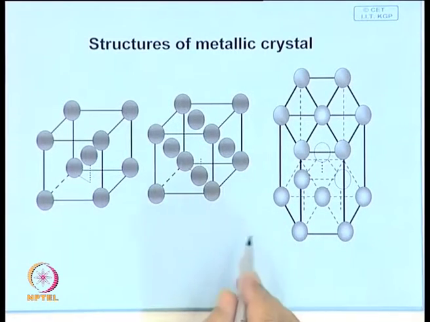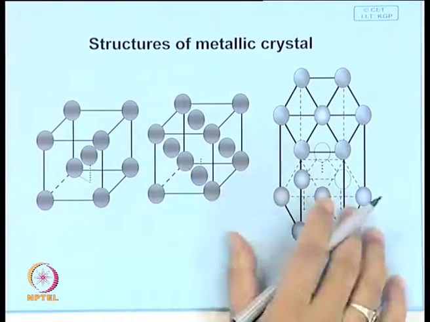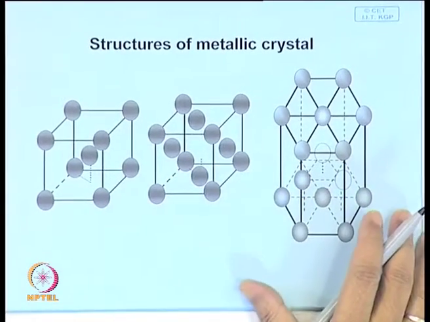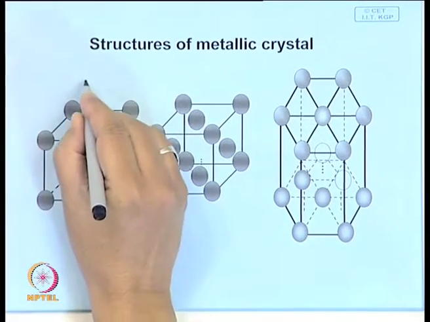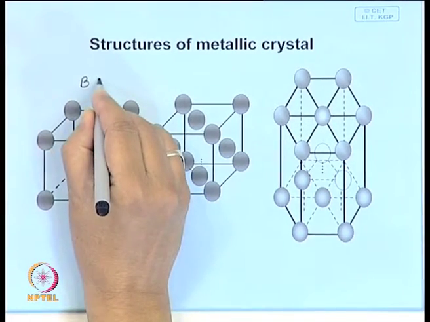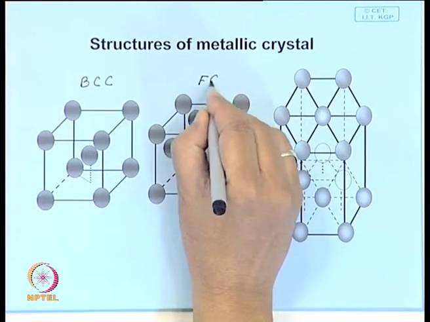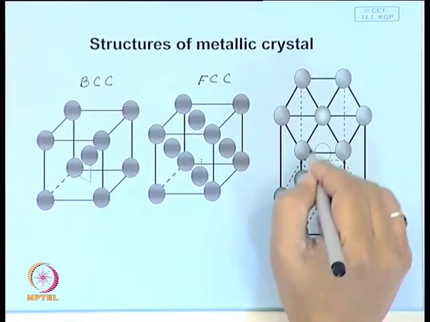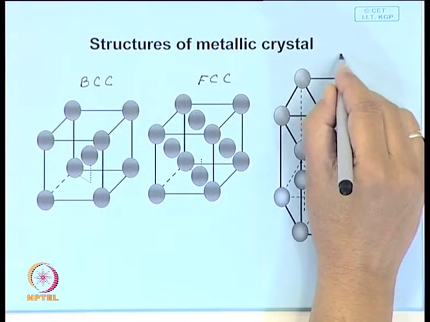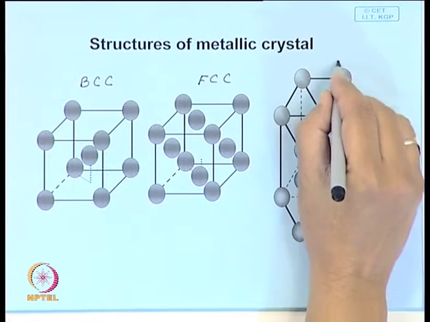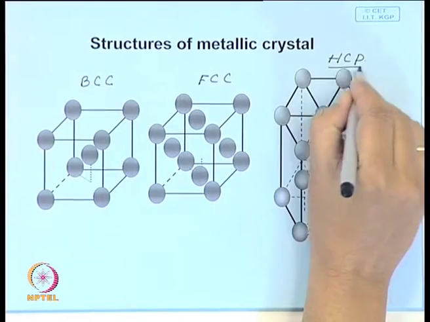Now, most of the metallic crystals belong to one of these, not that there are no other crystal structures, but primarily this is body centered cubic, this is face centered cubic, and this structure, although its primitive lattice is hexagonal, we call hexagonal close packed structure.